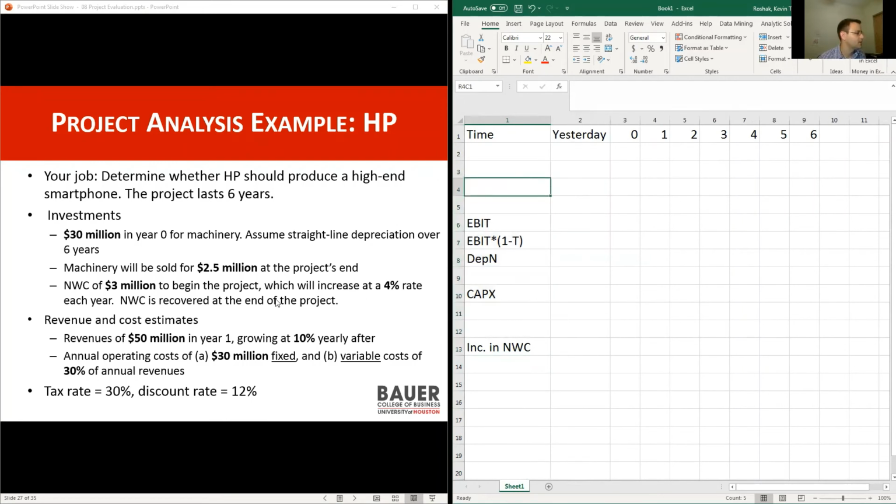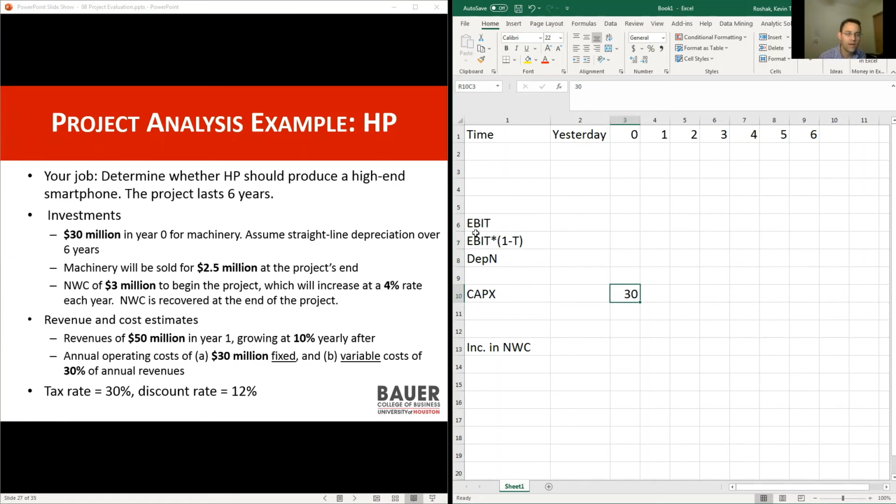Okay. So if we start with investments here, we'll just go top to bottom. You have to buy $30 million worth of machinery. So this is a long-term asset. You buy this at time 0. What do we call that? Well, that's CAPX. Right, so time 0, you're putting in $30 million of CAPX. Okay, we'll just do everything in millions to keep it simple. That's going to be depreciated straight line for 6 years.